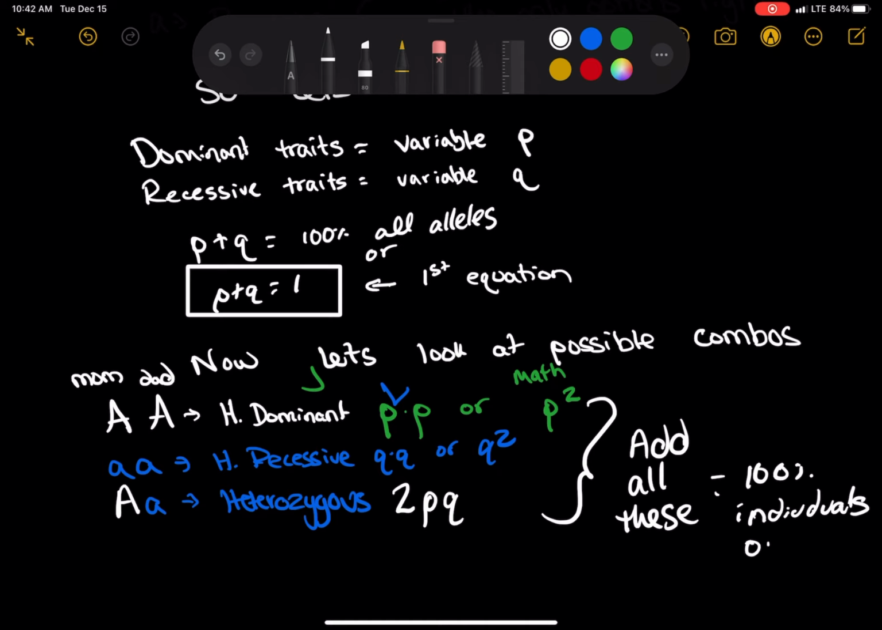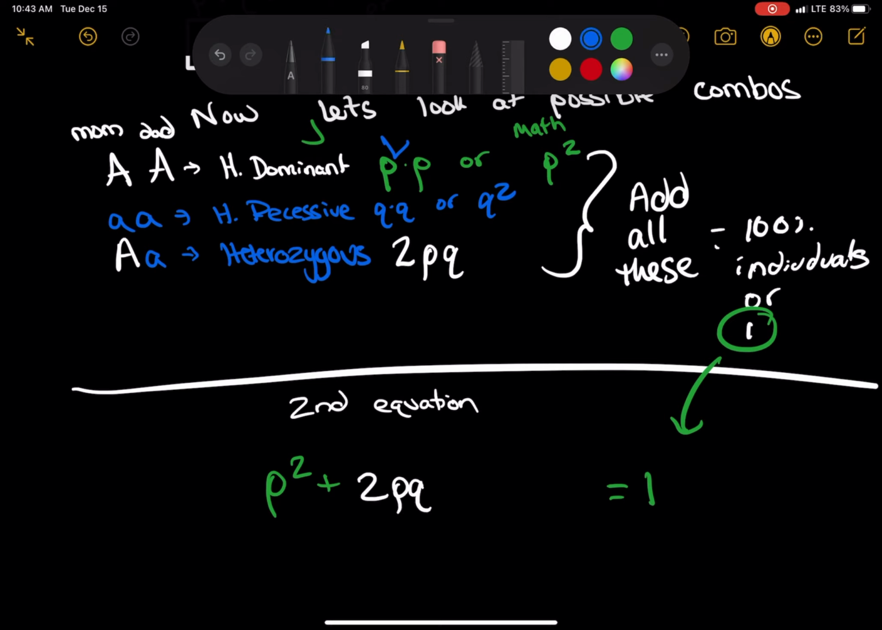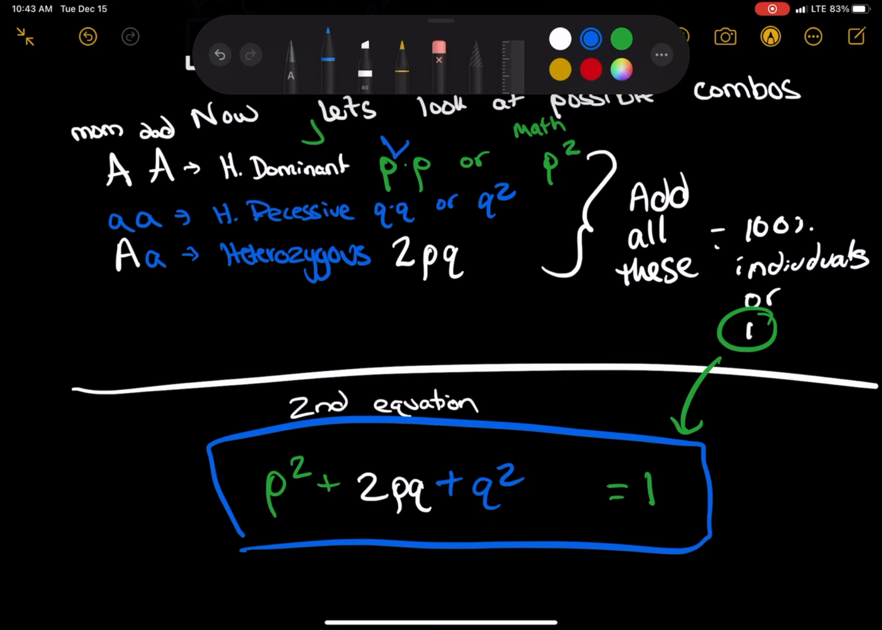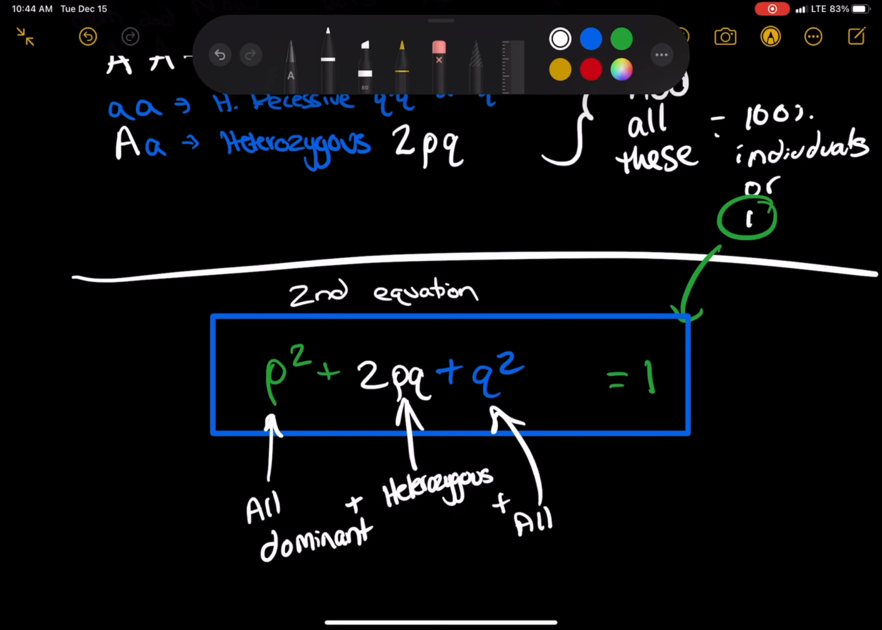This brings us to our next equation, where we just add them all up. If it equals 100%, we're golden. This is the second equation, the one that can be intimidating. Just don't let it intimidate you. Remember, we're using 1 to represent 100%. So if I take P squared, add 2PQ, then add Q squared, I should have all of the individuals. P squared is all the dominant together, 2PQ is the heterozygous individuals, and Q squared is all the homozygous recessive individuals. If all these add up to 100%, we know that we have a correct value.